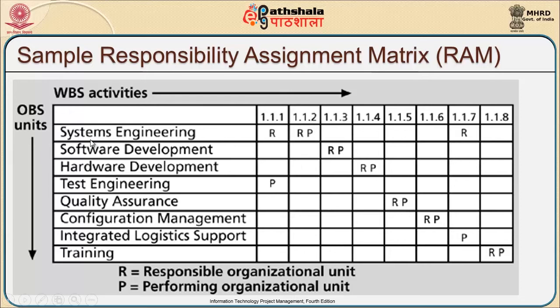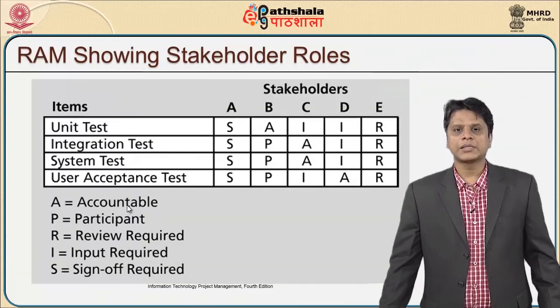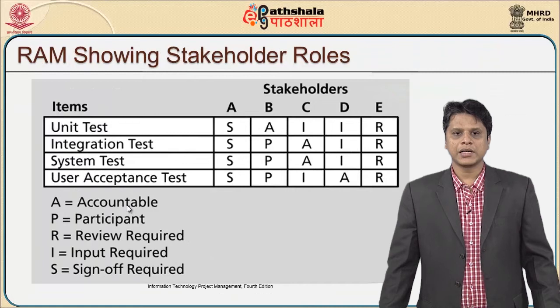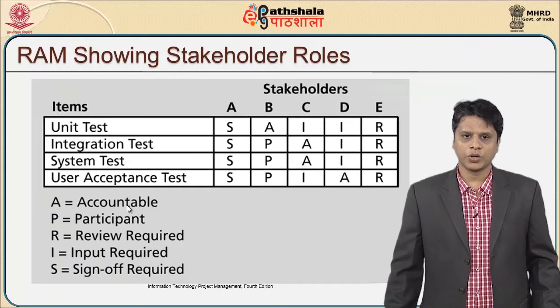Likewise, it has been shown for different activities like system engineering, software development, hardware development, test engineering, quality assurance, configuration management, integrated logistics support and training. So whenever I consider all these organizational breakdown structures and the list of work breakdown activities broken down into so many pieces, the roles and responsibilities and the performance for all these activities have been shown as a matrix. Similar to the responsibility matrix, we have one for the stakeholder roles also.